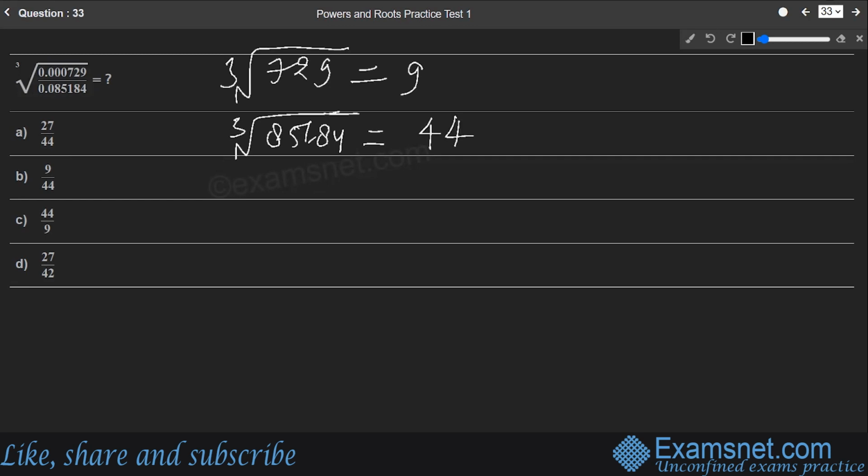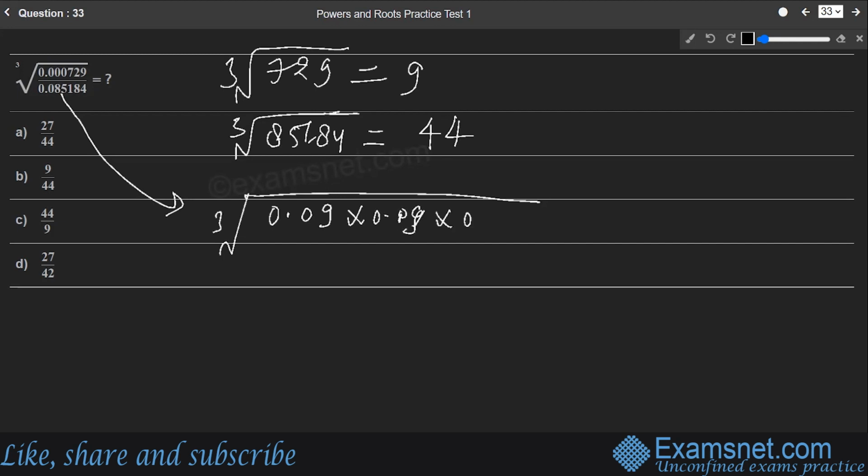So cube root of that is 44. Now the question is how we are supposed to replace them so that the decimal numbers are also targeted. So obviously this particular expression can be written as cube root of 0.0007929, under root, then can be the cube root of 0.09 into 0.09 again and into 0.09 again, divided by, on the denominator, it has to be 0.44 into 0.44 into 0.44. This is how we can break it down.